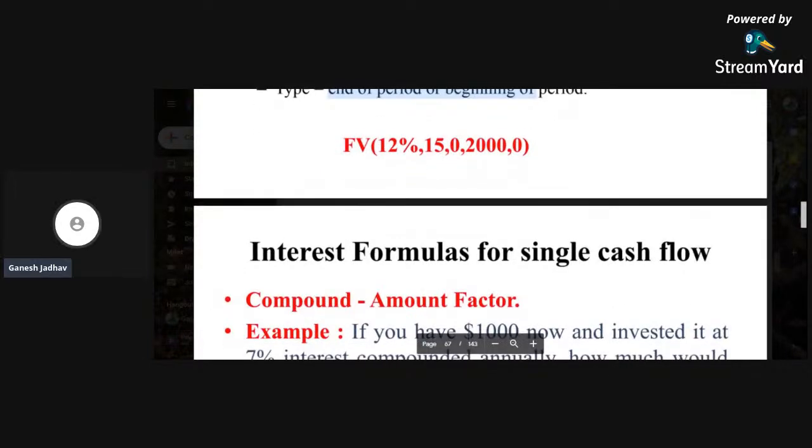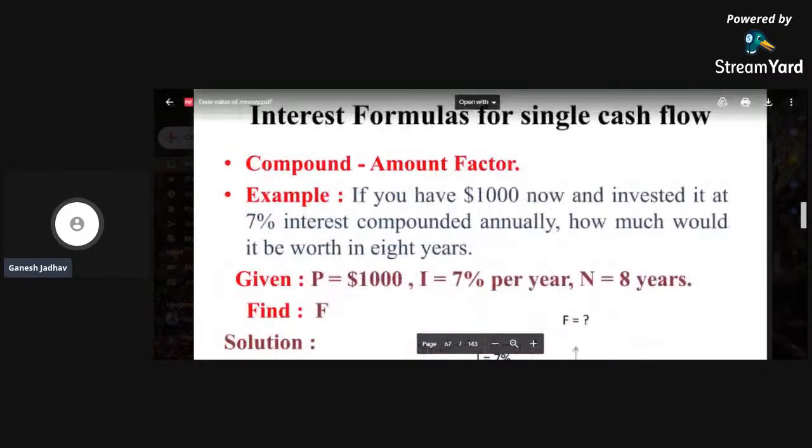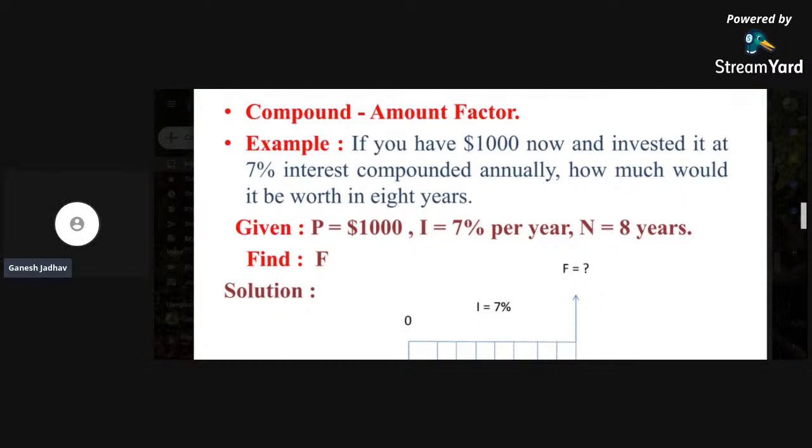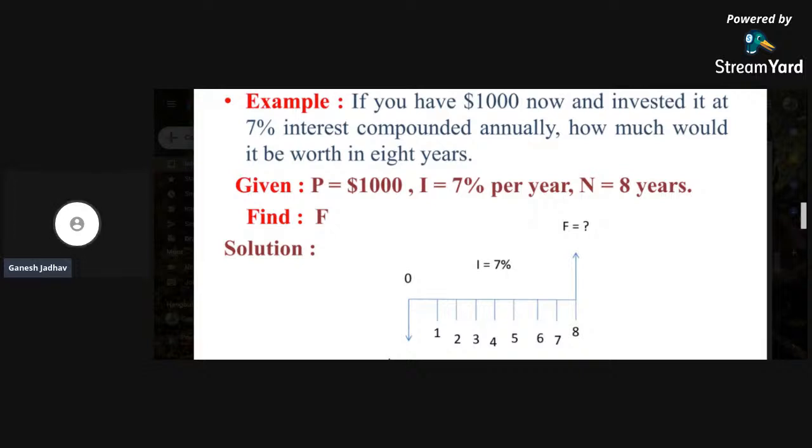Okay, so they give a simple example here. How do you calculate the value of F by using the formula? For example, if you have $1,000 now and invest it at 7% interest compounded annually, how much will it be worth in 8 years? So what is given? Given is P, the primary value. P is $1,000.